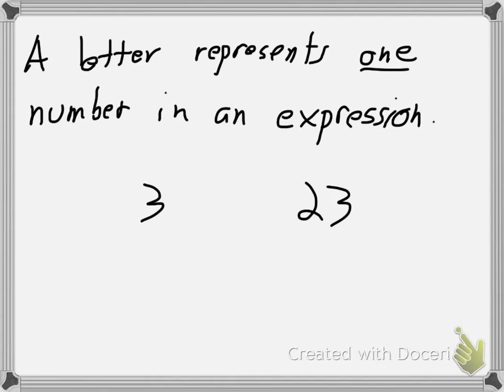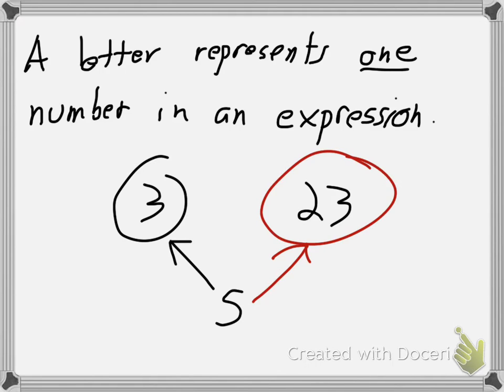Again, in both situations, those numbers were replacing the variable S. So again, S in the first situation was 3. S in the second situation was 23. 23 is one number. Now, 23 has multiple digits. It has 2 digits, a 2 and a 3, but it's still representing one number.